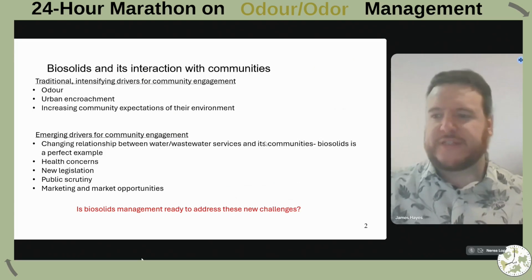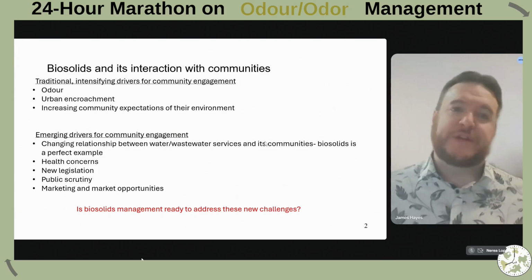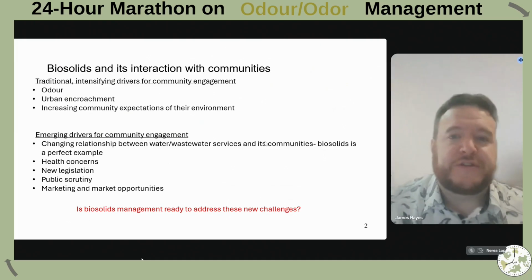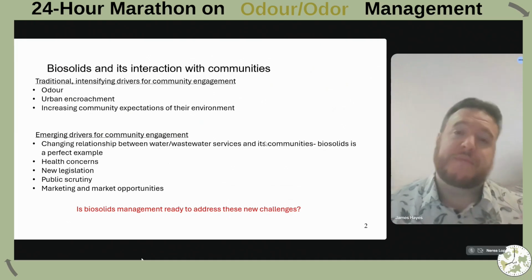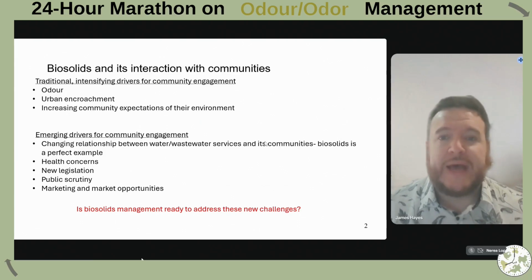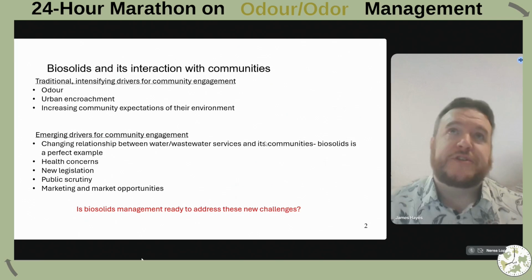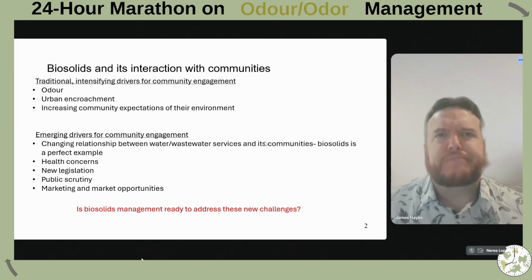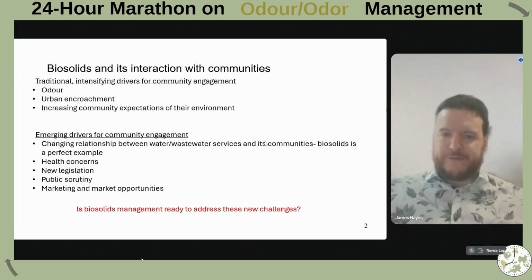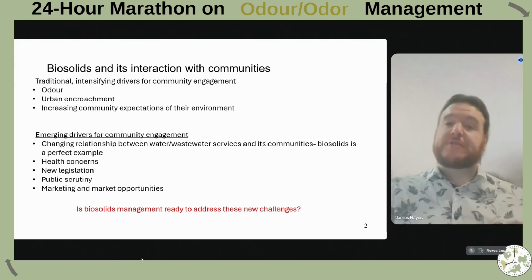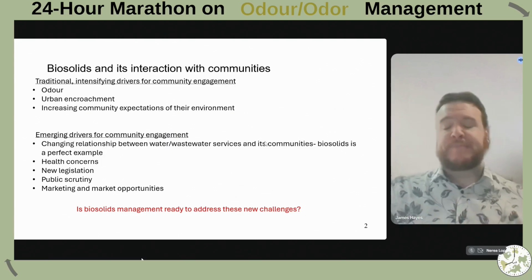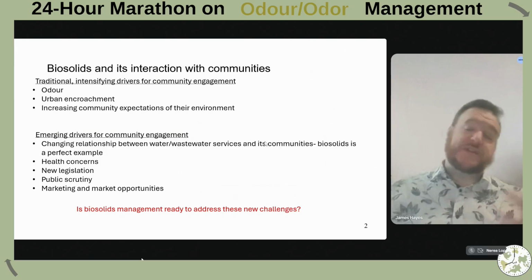However, biosolids has further considerations because there are now emerging challenges for community engagement. This refers to the changing relationship between water and wastewater utilities and its communities. Biosolids is a really good example of this because not only are you asking more of your communities, but the relationship is changing. It used to be water utilities would provide water, communities would provide waste, and that waste would just kind of disappear and you wouldn't have it anymore.